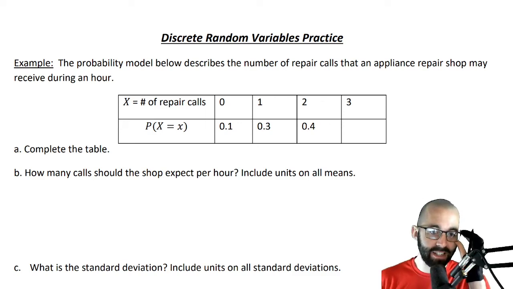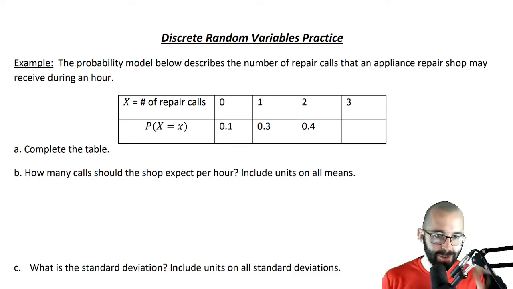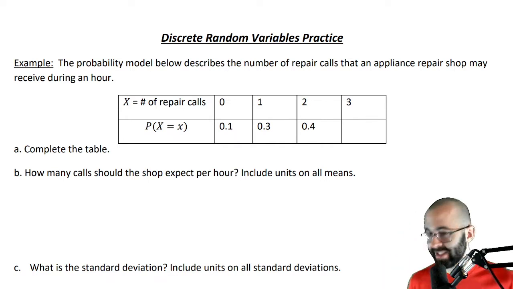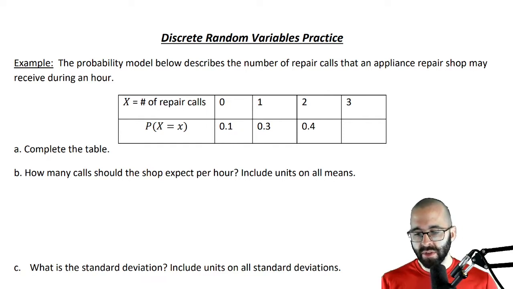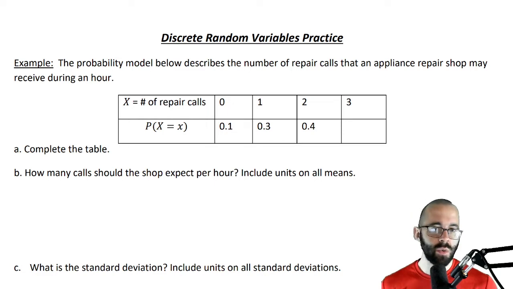I had a little surprise for you in the last video, and I didn't tell you there was a surprise coming, but there was. So let's do some practice, some examples on discrete random variables. First off, the example claims that this is a probability model. It describes the number of repair calls that an appliance repair shop may receive during an hour. So usually there's either 0, 1, 2, or 3 calls.